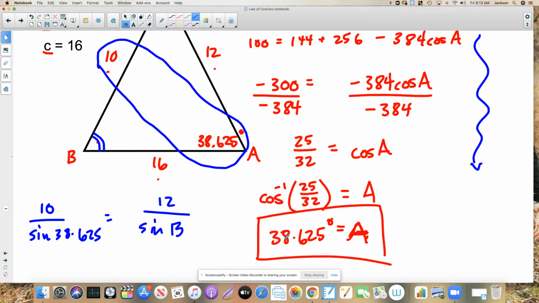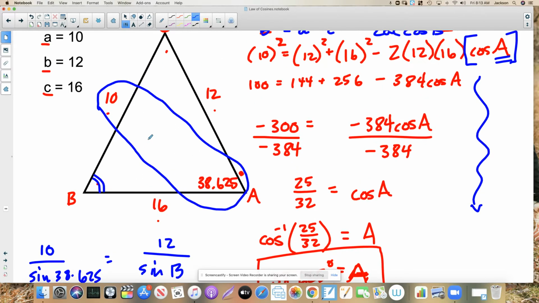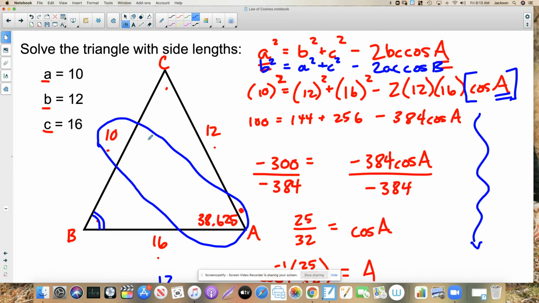It all depends on your preference for how you want to set this problem up once you get that first angle. Now, there is such a thing as the ambiguous case, which we'll talk about in some other videos in a different lesson. If you want to be absolutely positive that you're getting the correct answers, even though this problem takes a little bit more work than the law of sines, using the law of cosines to get that second angle is always going to be your safest bet.